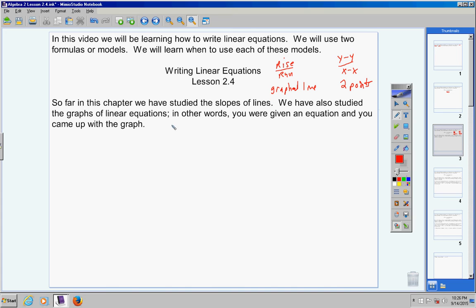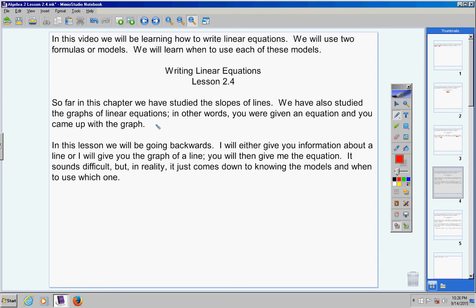We have also studied the graphs of linear equations. In other words, I gave you an equation and you graphed it. We did that recently, right? We learned the table of values method, the double intercept method, the slope intercept method. I gave you an equation and you graphed it, okay?